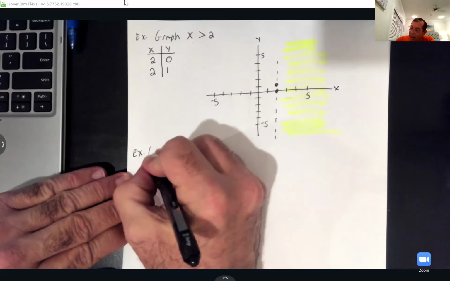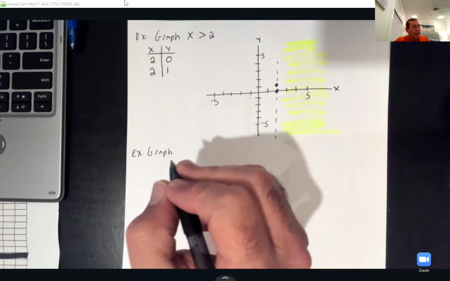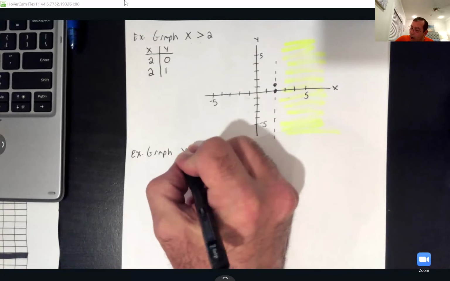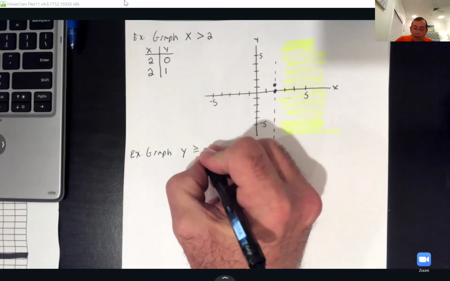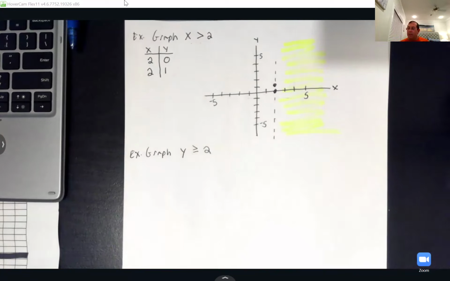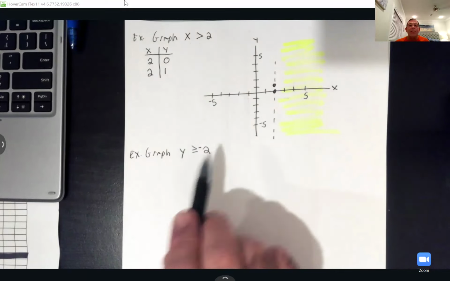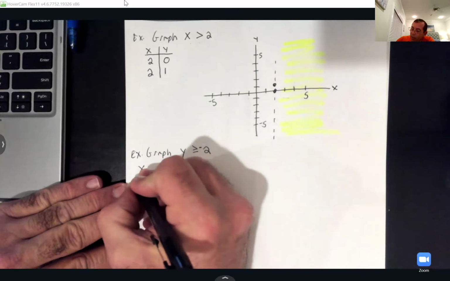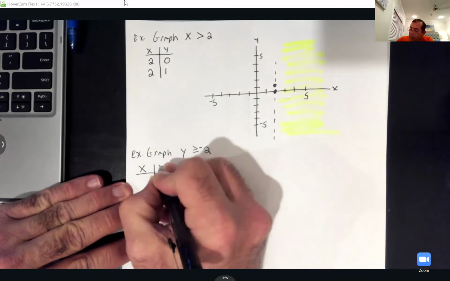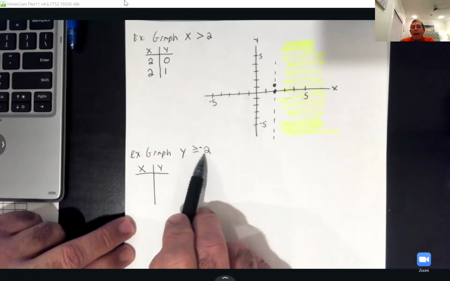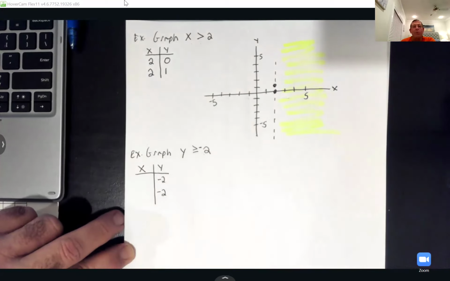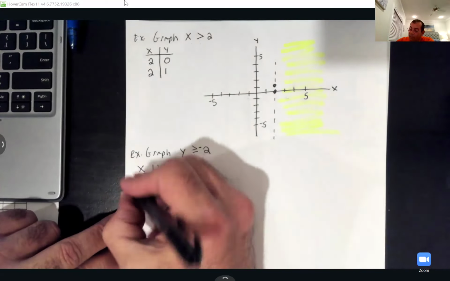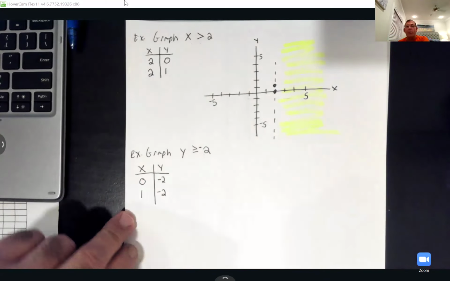All right, let's try this one. Graph y greater than or equal to a negative 2. Well, not much work on this one, because we know that every one of these y values is going to be negative 2. So once again, you can pick any x's you want. So I'm going to stick with my 0 and 1.